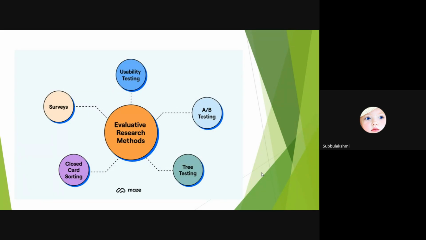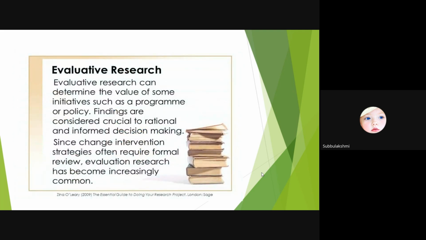So evaluative research. Here, how will we evaluate? Evaluation is testing. So usability testing and A/B testing, pre-testing, closed card sorting, survey. These are various ways of testing. In evaluative research, right from the term we can identify, evaluate. We give value for certain things, maybe a policy or a program or the findings. It may be crucial to rational or informed decision making and change intervention strategies. Evaluation research has become very common in today's scenario.